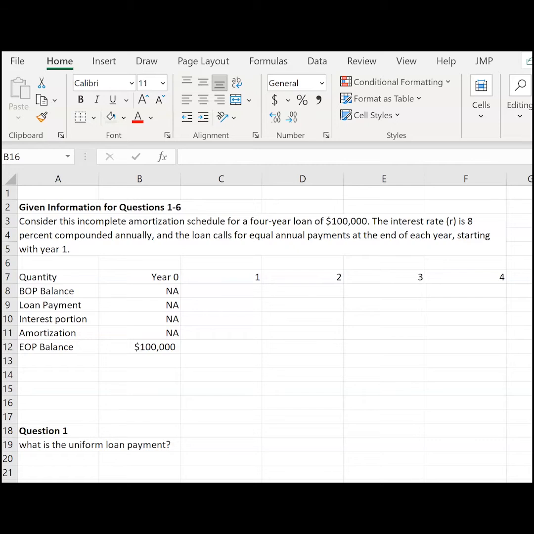If we were not given that this is an amortizing loan with an amortization schedule, we would be able to determine that it is an amortizing loan because this loan calls for equal payments. And in this class, that's our cue. All right, I'm just going to write down here what we're given off the bat.